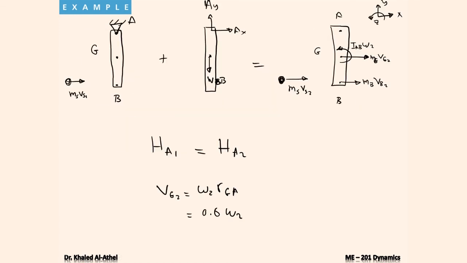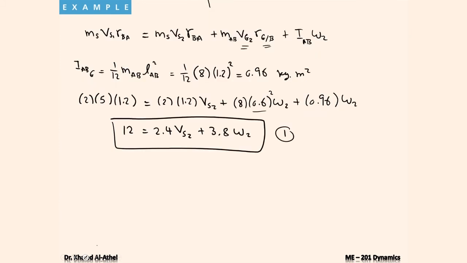Now, I'm going to apply the coefficient of restitution. E should equal to velocity, and remember the point of impact is point B. So we're going to start with VB2 minus VS2, over, you switch them, VS1 minus VB2. The coefficient of restitution was given as 0.8.